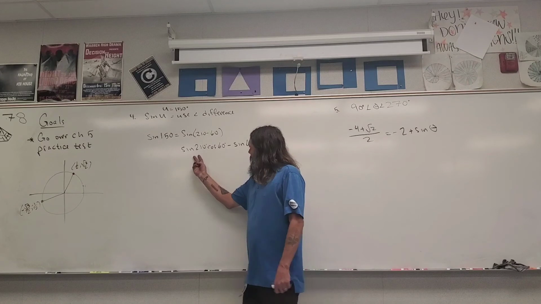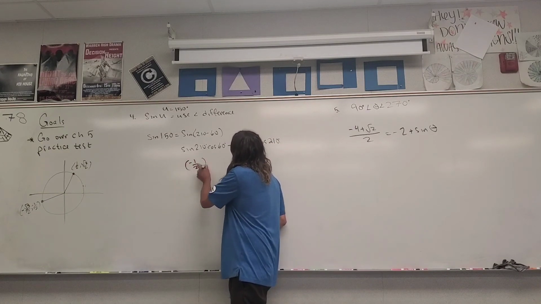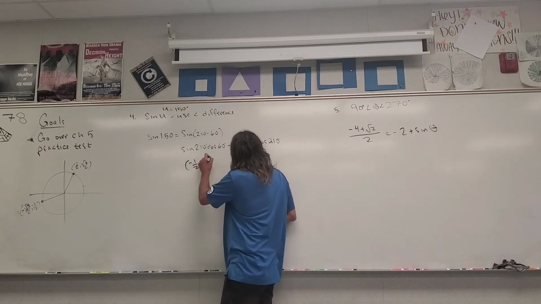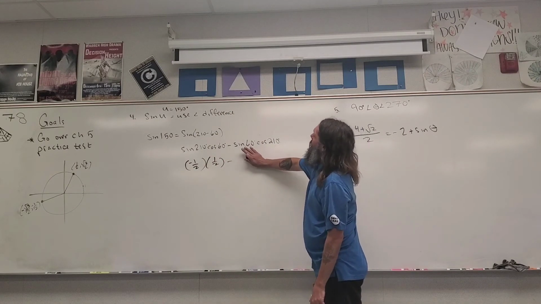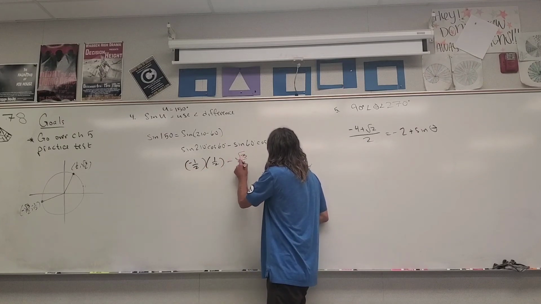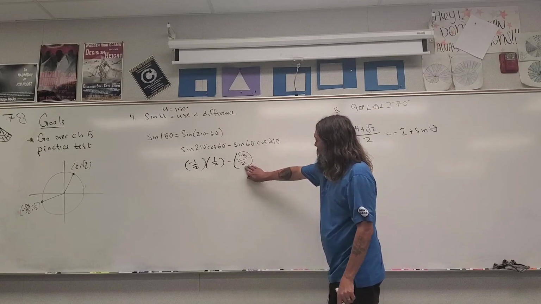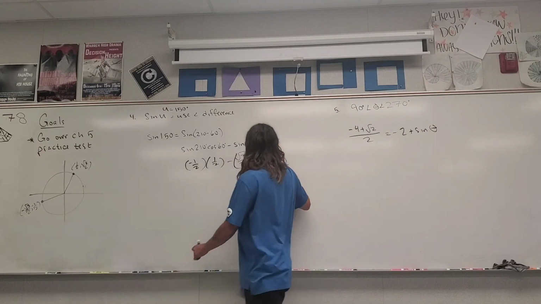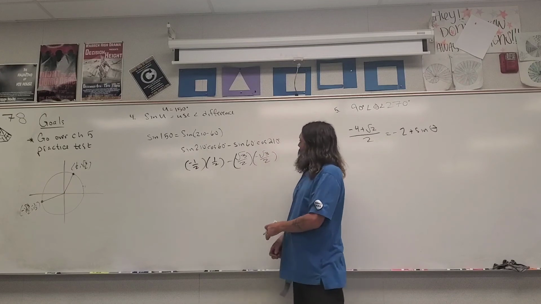My y-coordinate at 210 degrees is negative 1/2. My x-coordinate at 60 degrees is positive 1/2. Minus my y-coordinate at 60 degrees, which is square root of 3 over 2. And my y-coordinate at 60 is square root of 3 over 2. My x-coordinate at 210 degrees is minus square root of 3 over 2. All right, so let's simplify this.